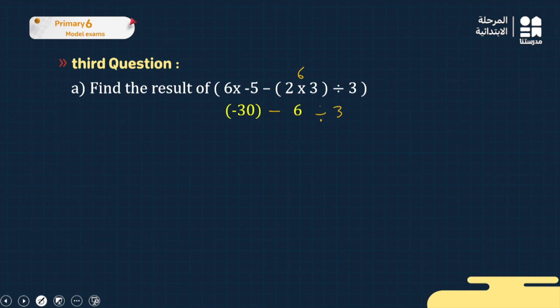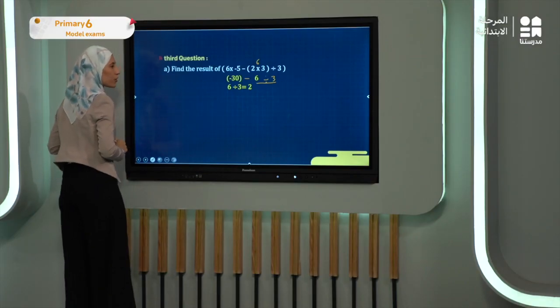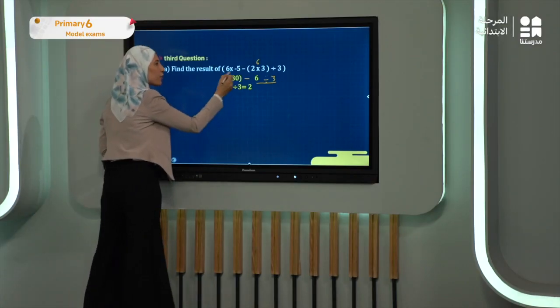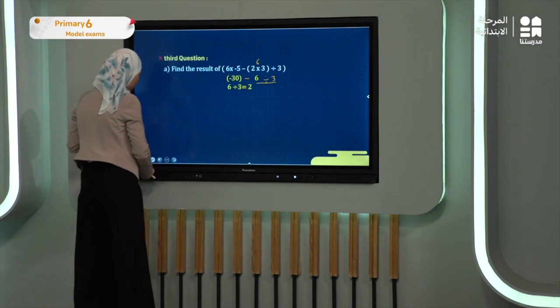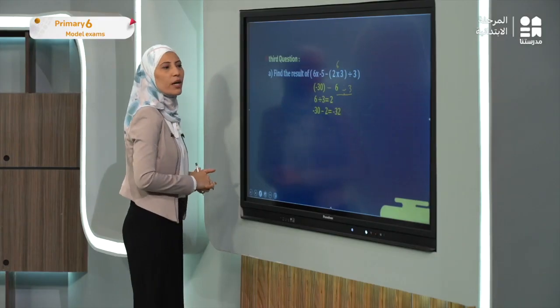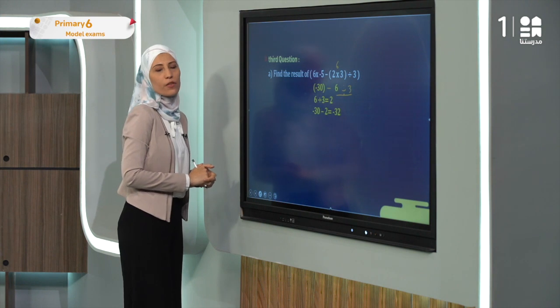I will start with the 6 divided by 3 first, not the -30. 6 divided by 3 equals 2. So it stays -30, and 6 divided by 3 equals 2. I solved this part first. Now I have -30 minus 2, so it will be -32.